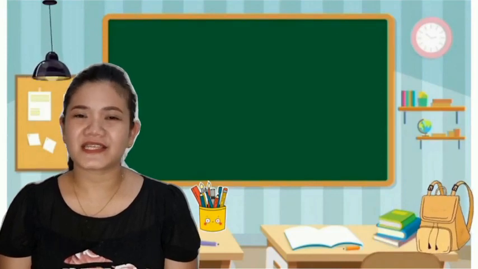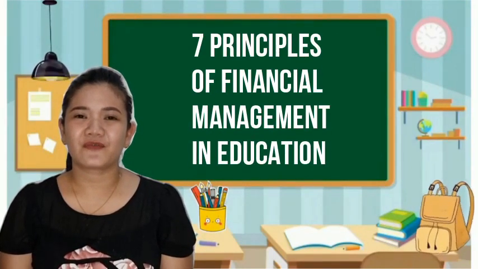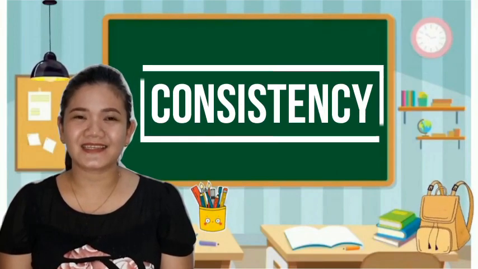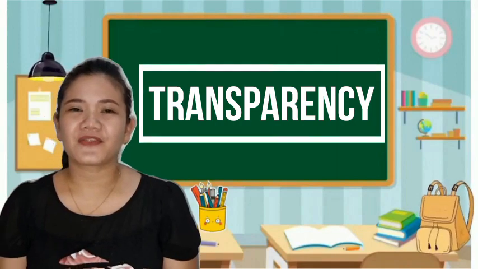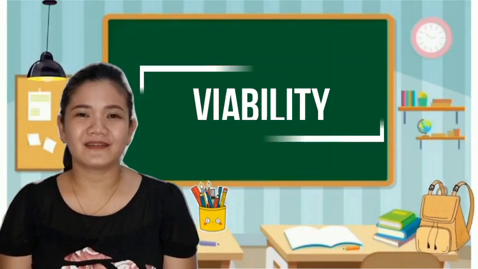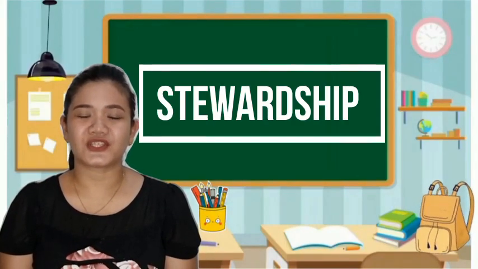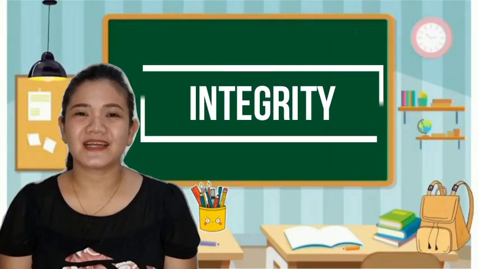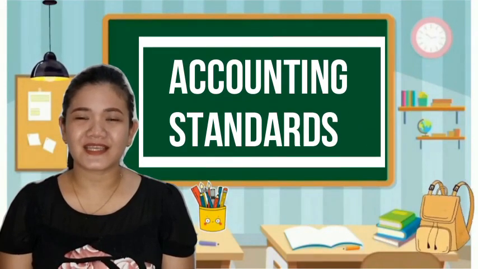Now here are the 7 principles of financial management in education. First, consistency. Second, transparency. Third, accountability. Fourth one, viability. Fifth, stewardship. Sixth, integrity. And last one, accounting standards.